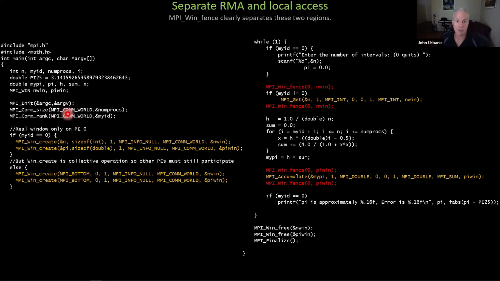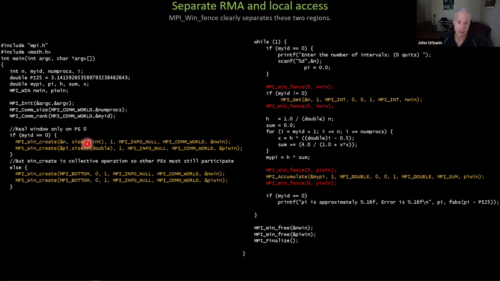So here's our Pi code again. Let's step through it here and see exactly how we're using all these commands. So if we're PE0, we need to set up a window so the other PEs can get to our variable for n, which is how many the user inputs, how many steps they're allowing.